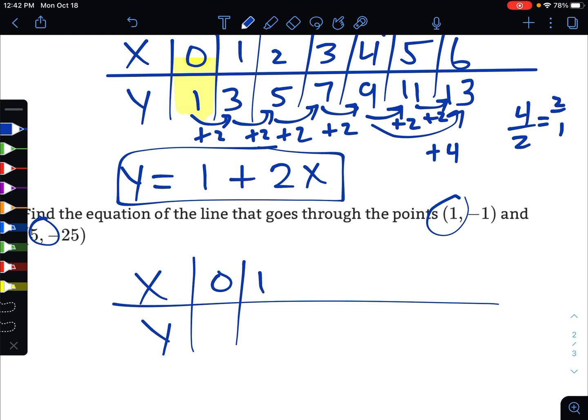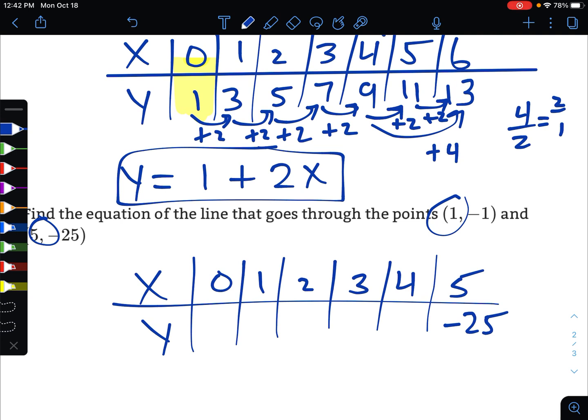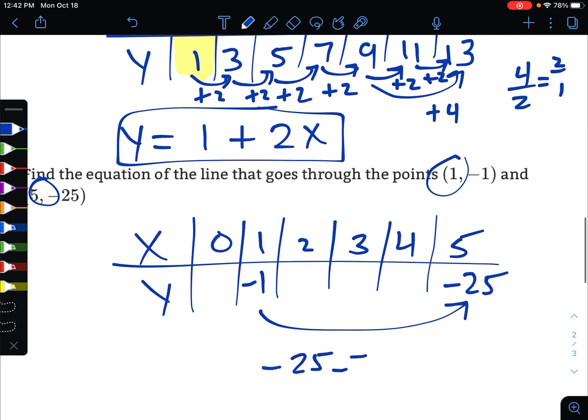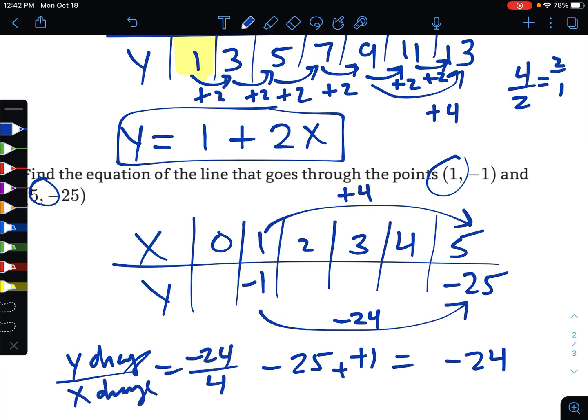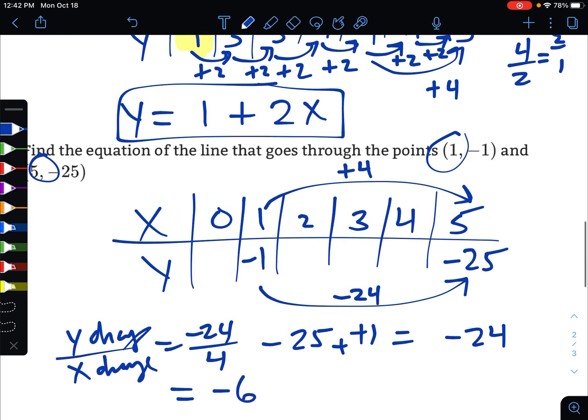We have 1, we have 5, so I'm going to go 1, 2, 3, 4, and 5. So 5 is at negative 25, 1 is at negative 1. So this y change, if you use your calculator, you can do that on there. Do negative 25 minus negative 1 becomes a plus 1, which is negative 24. So we're going down 24 as this goes up by 4. So the slope would be y change over x change. Sorry, that's sloppy. So negative 24 over 4, which is equivalent to negative 6 if you just divide them. So that means for every 1 change in x, we're going down by 6.